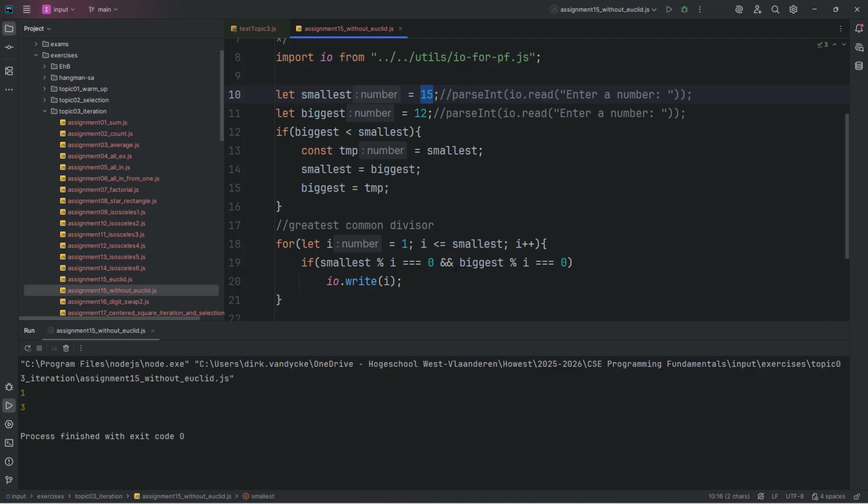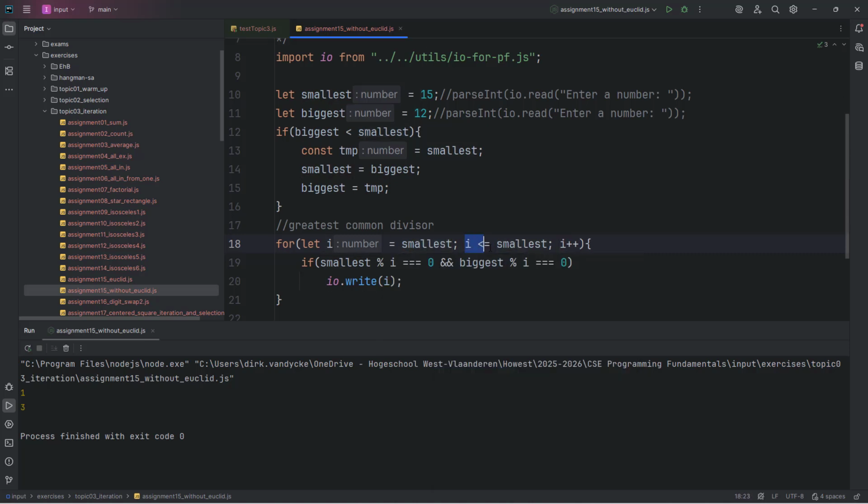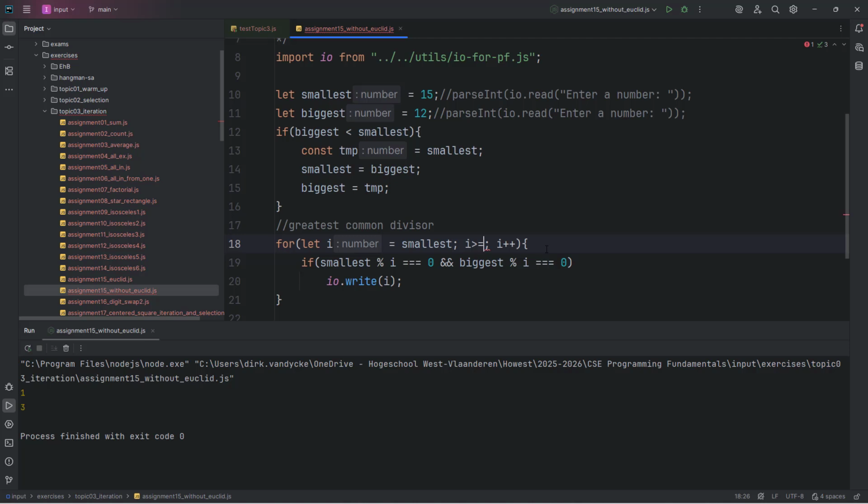So now you might say, what if I turn it around and start at smallest, right? And go down to one, and I decrement I. So now I is going down. Then I will have found the biggest one of those common divisors first. 3, indeed.